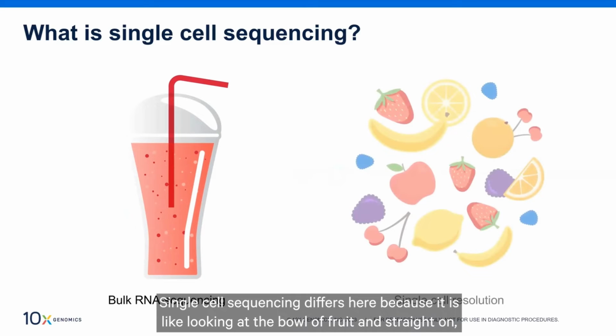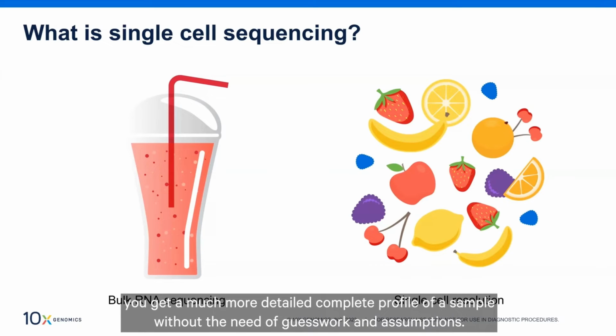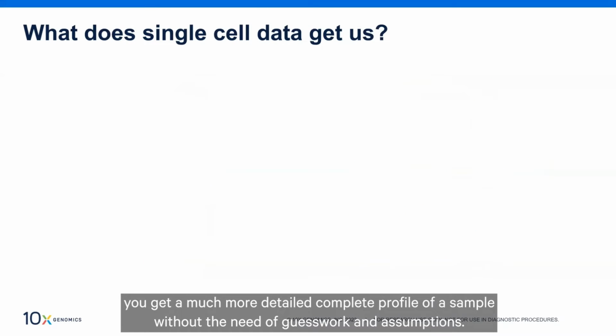So single-cell sequencing really differs here because it is like looking at the bowl of fruit straight on. You get a much more detailed, complete profile of a sample without the need of guesswork and assumptions.